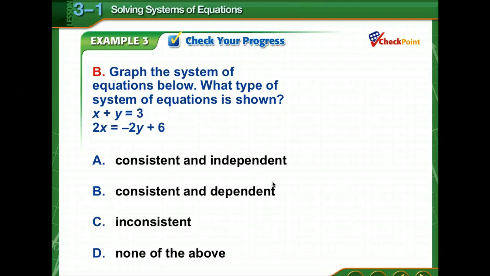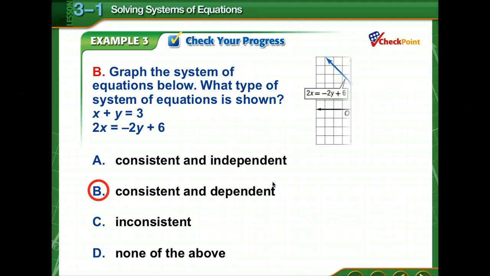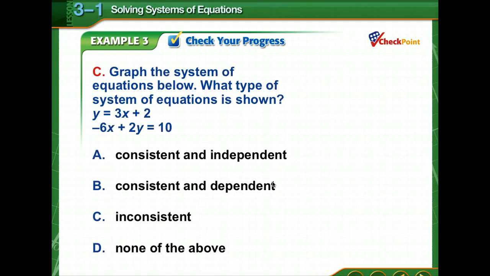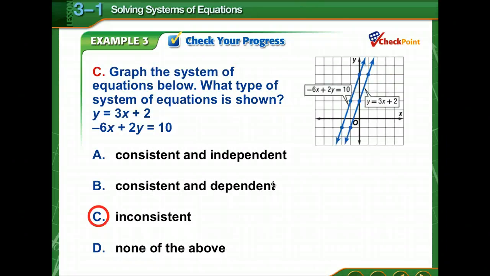Now pause the video for this one and we'll check it out. Oh, they're the same line. They're consistent and dependent. Very good. Let's check this one out. They're inconsistent. They've got the same slope, they're parallel lines, so they're inconsistent. They never cross.